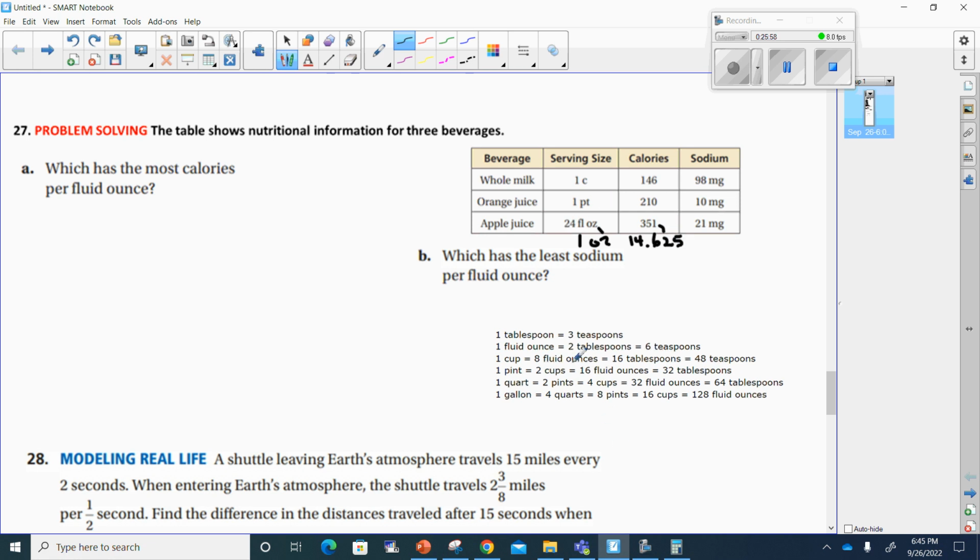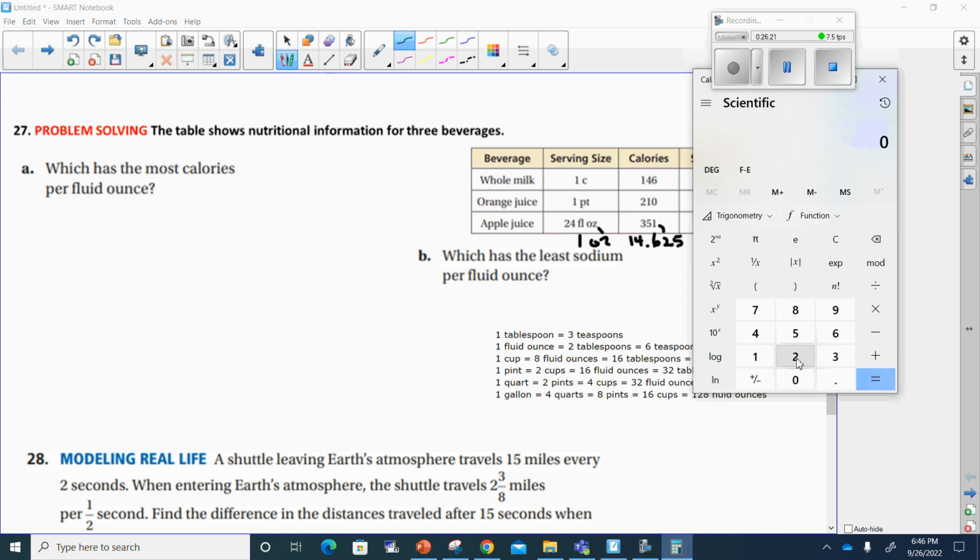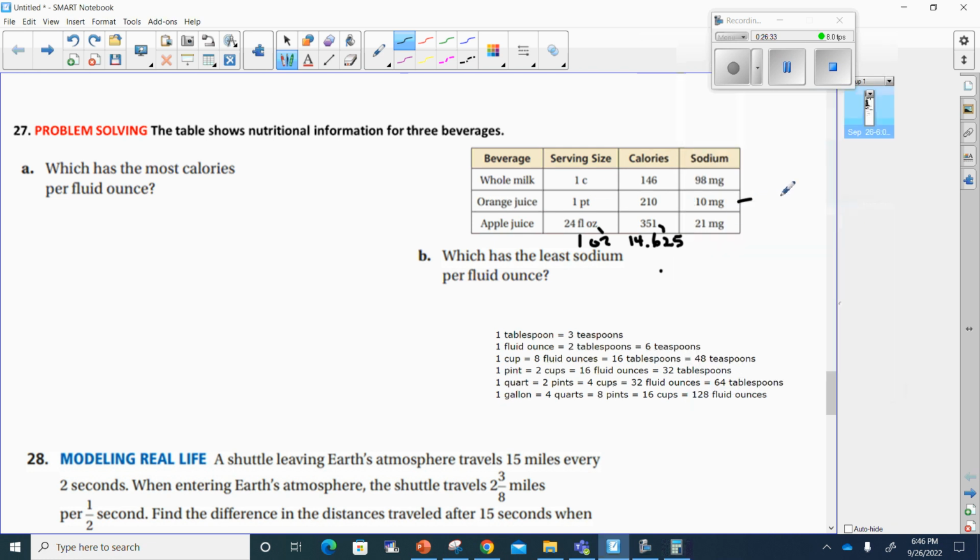Now, remember, we said that a pint equals 16 fluid ounces, right? So I'm going to take this pint and divide 210 by 16, because we're talking 16 fluid ounces. Now that tells me those ounces are 13.125. So here I got 13.125. Let's see, calories per 1 ounce. Right over here, I have 14.625 calories per 1 ounce.